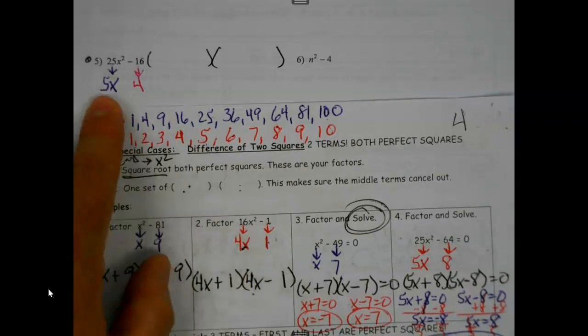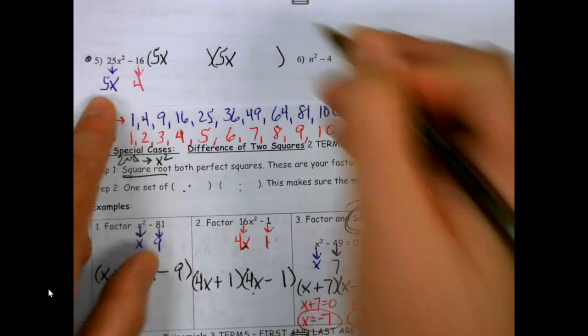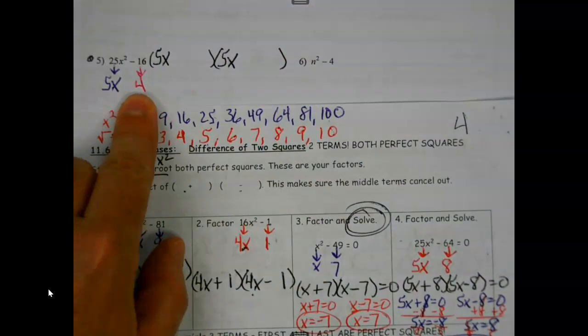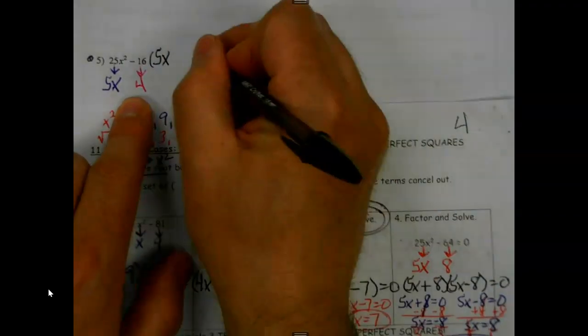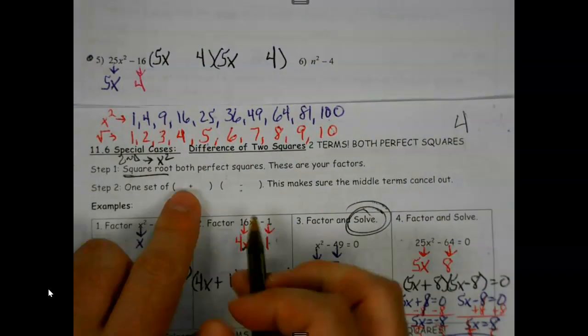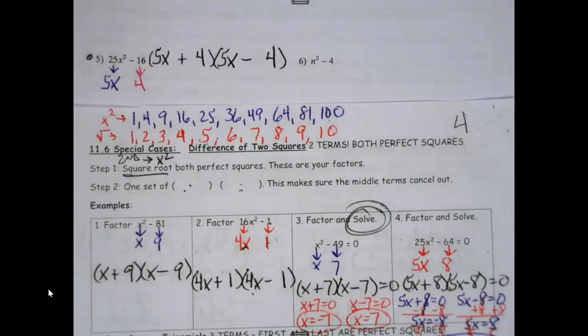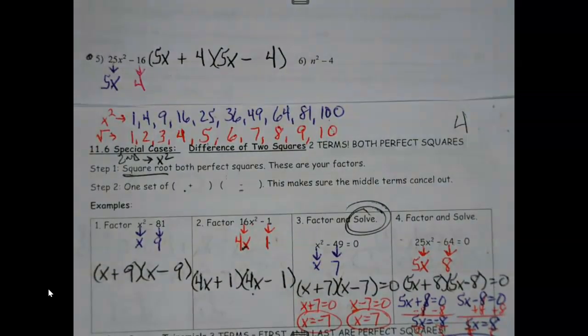Because that 5x, whatever I got for the first term, goes first in both sets of parentheses. Whatever I broke down my second term, that goes second in each one. One gets a plus, one gets a minus, and we're done. That's it. Nothing else to do, nothing else to finish, nothing else to check. Those 2 values, plug them in with a plus minus, we're on our way.